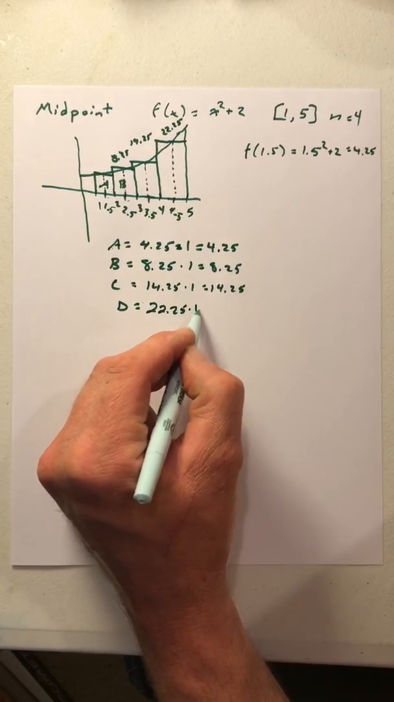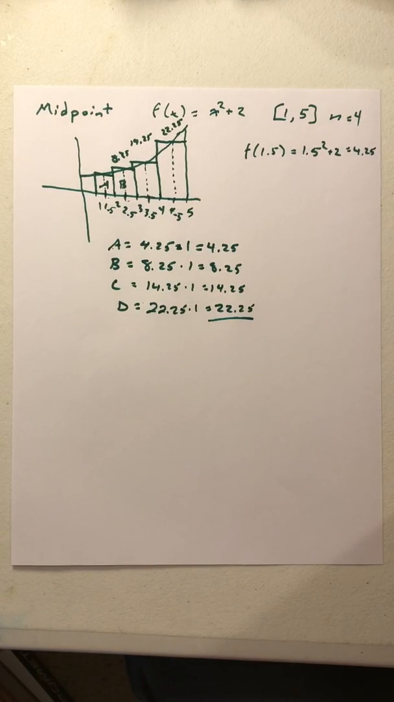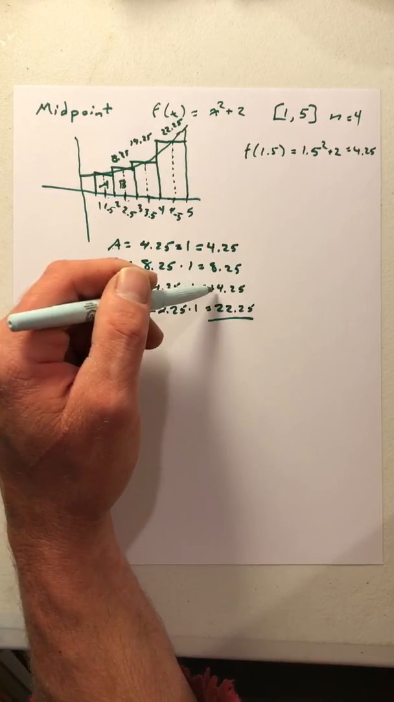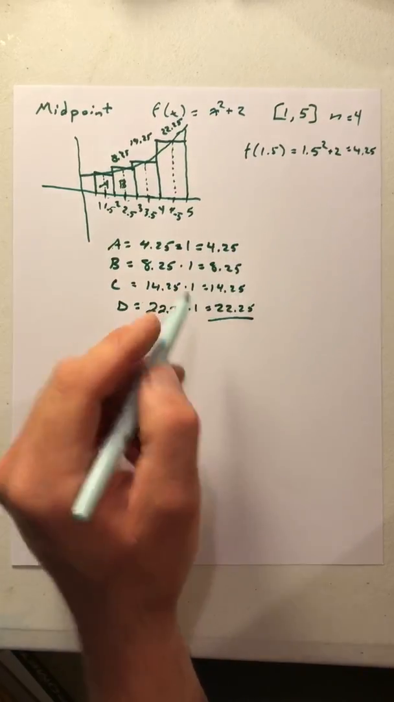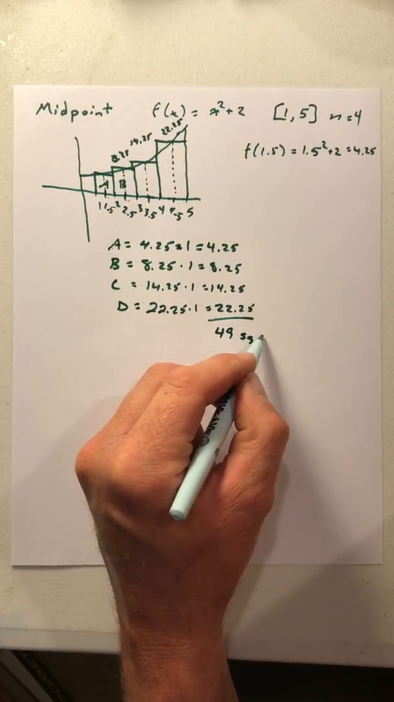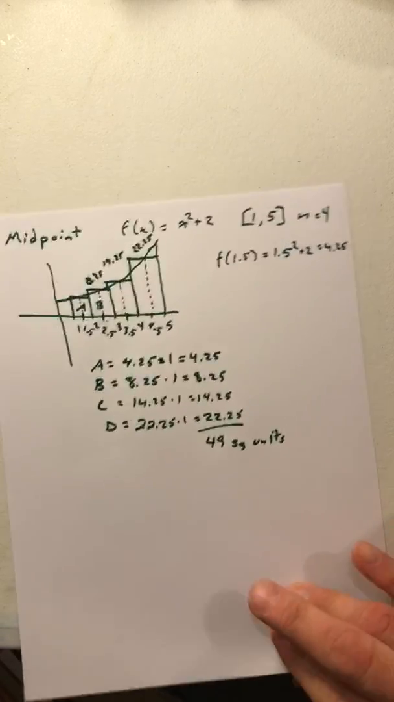So we have 22.25 by 1, or 22.25. So if we did our math correct, this should be somewhere between 38, which was our underestimate, our inscribed, and 62, which is our circumscribed. So what we got? We got 22 and 14 gives us 36. And here is 12, so we have 48. Plus 1 gives us an area of 49 square units. And that is definitely between 38 and 62. Again, not exact, just an approximation. We'll eventually be able to find the exact.